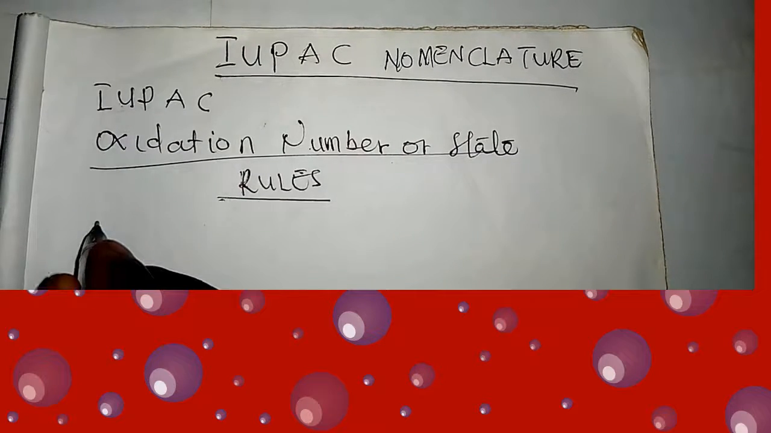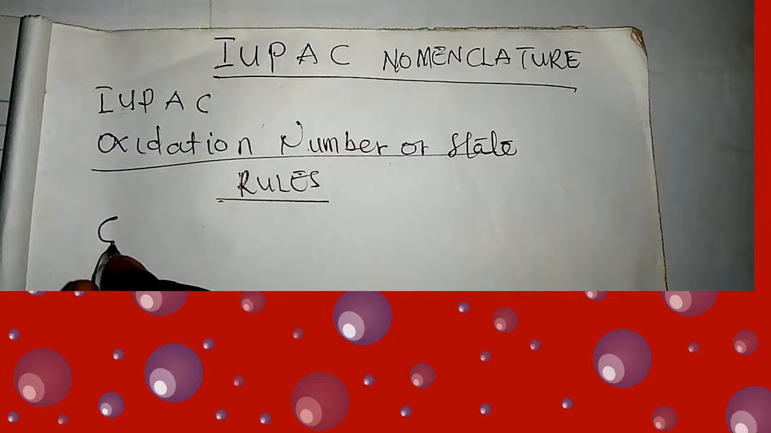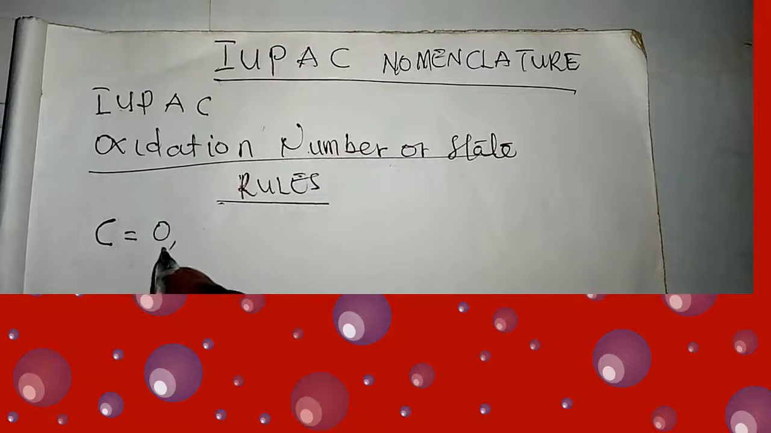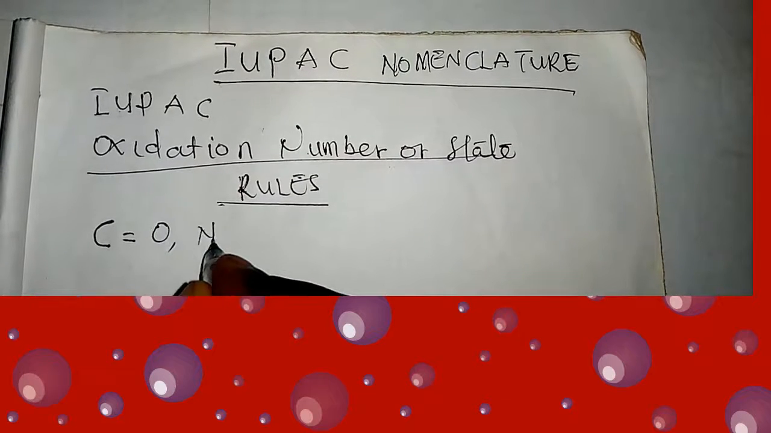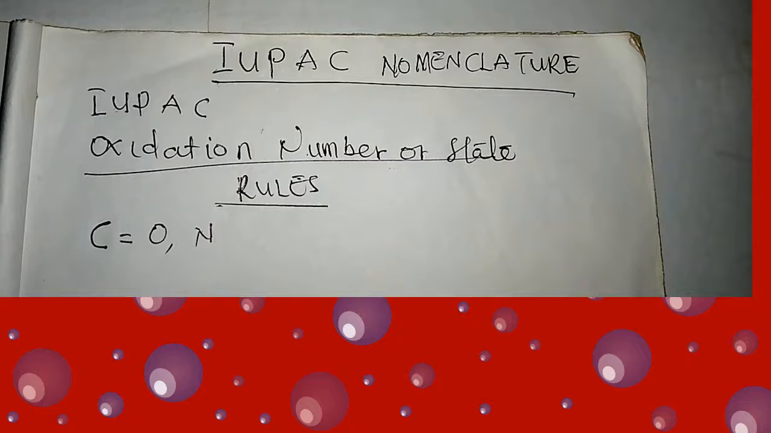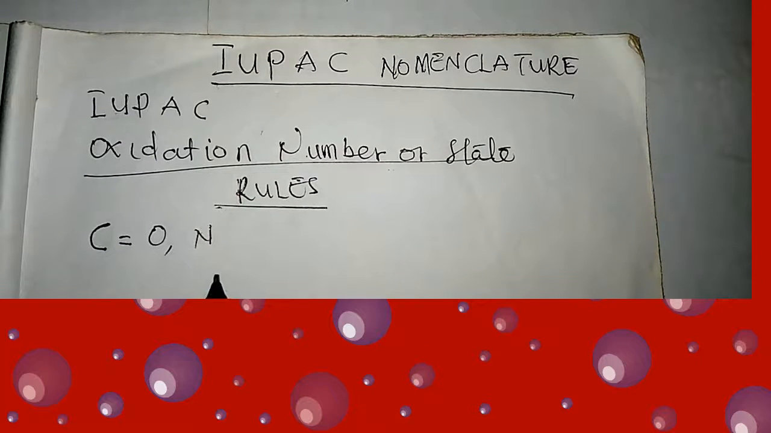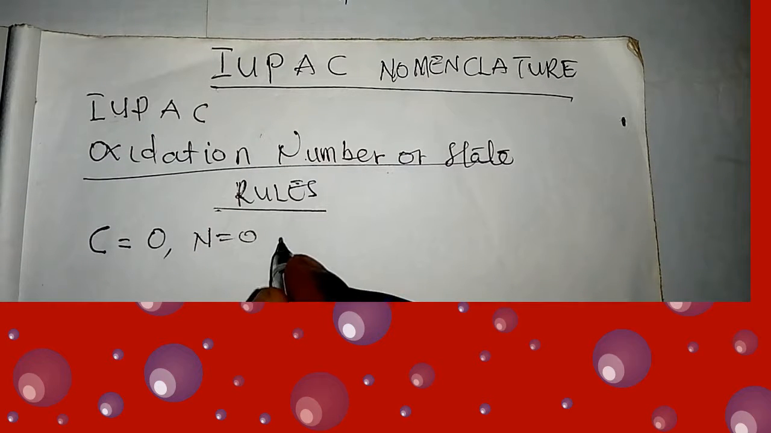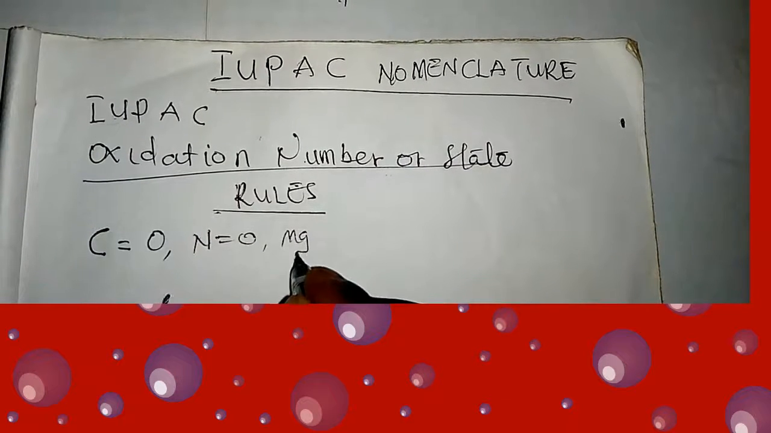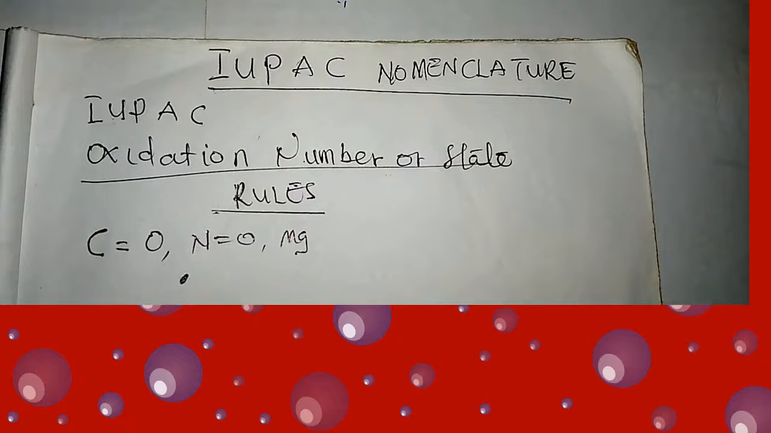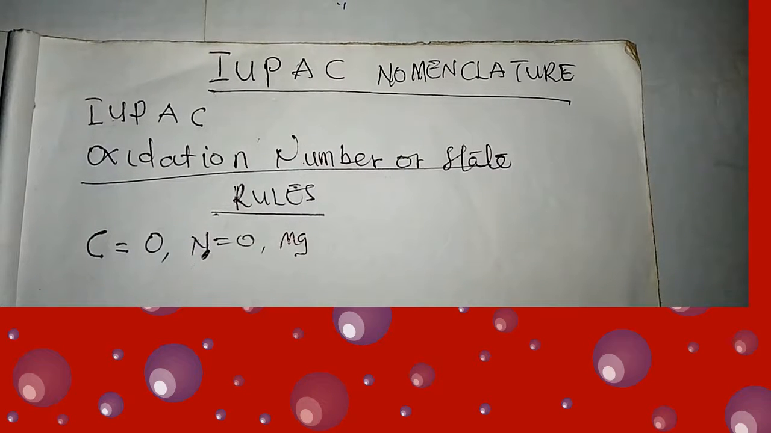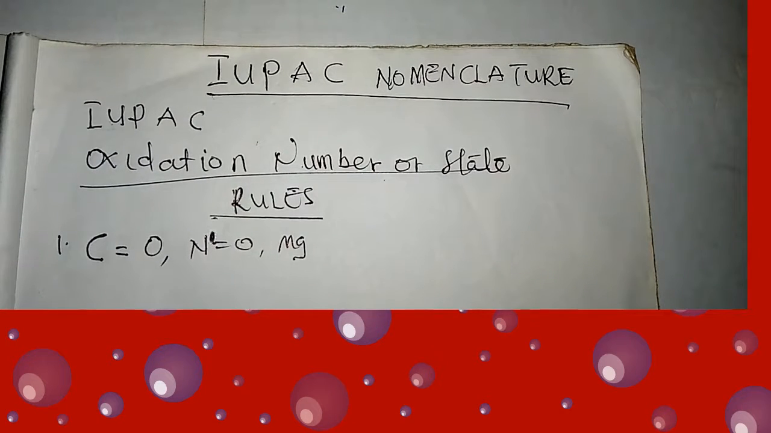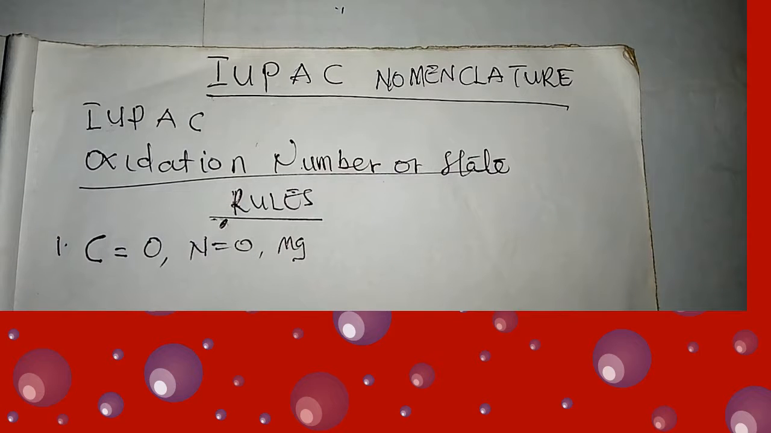Let's take, for example, carbon. It is in its free state, so its oxidation number is equal to 0. Let's take nitrogen. It's in its free state, so the oxidation number for nitrogen is equal to 0. And then let's take something like magnesium. Magnesium is in its free state, so its oxidation state is equal to 0. So that's the first rule. The first rule states that all elements in their free state have an oxidation state or number equal to 0.